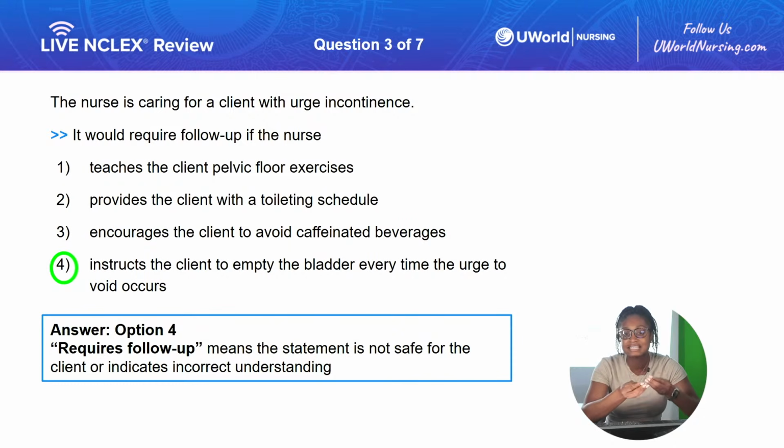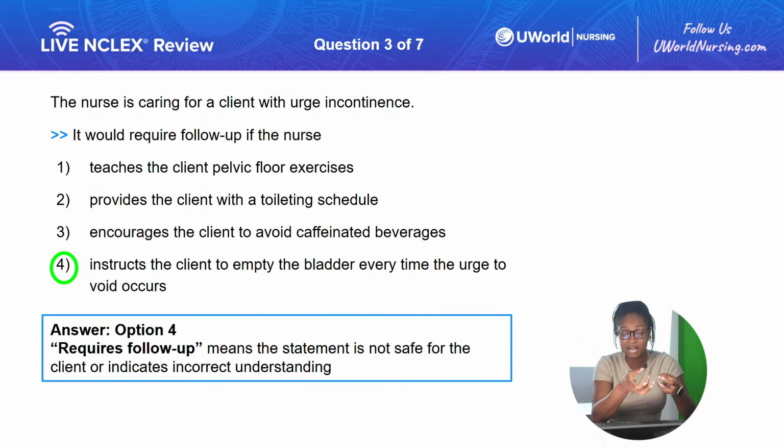So anytime it has an absolute for every time and only, those are answer choices that we kind of want to avoid. So in this case, instructs the client to empty the bladder every time the urge to void occurs. This again would be an incorrect teaching point that we wouldn't want to give the client. Especially with urge incontinence, they are going to have that urge frequently. That's the whole point with the urge incontinence. They kind of dribble a lot, or they always have that sensation that they want to go to the bathroom.